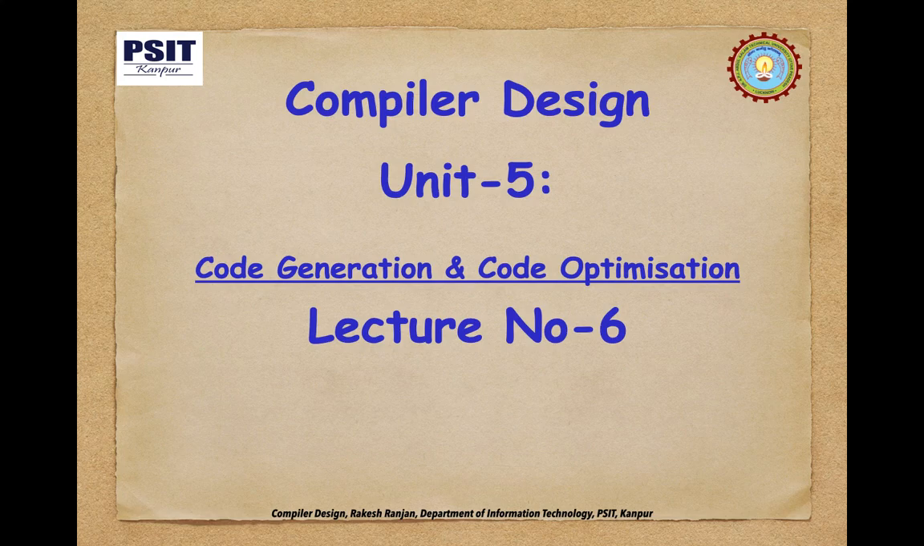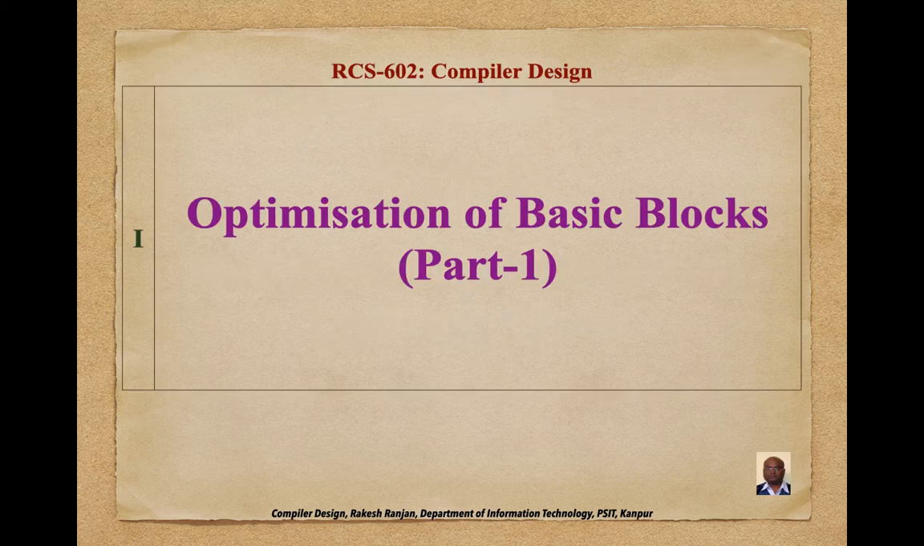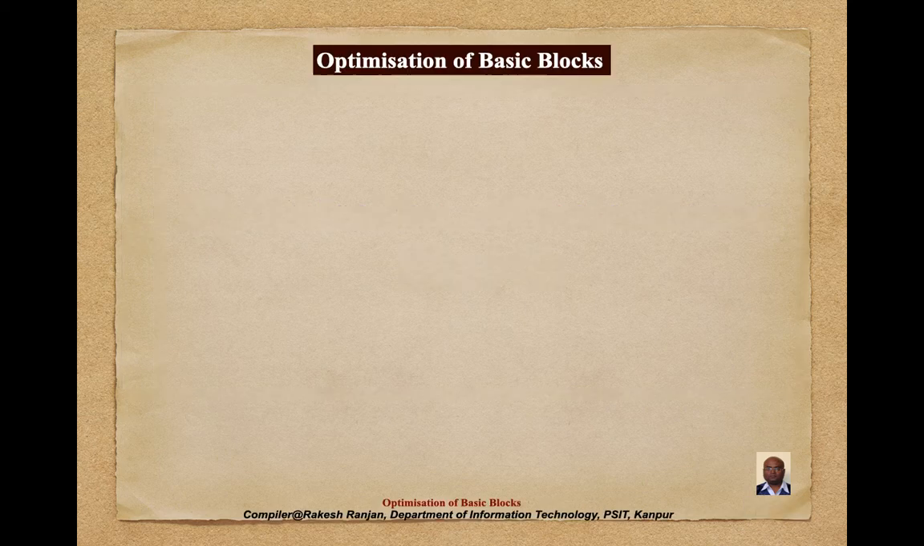Unit 5. This is code generation and optimization. So here we will start with the sixth lecture, and here we will discuss optimization of the basic blocks. In the last lecture we discussed the basic blocks, how to identify the basic blocks and how to find the flow graph. So now we need to discuss how to optimize the basic blocks.